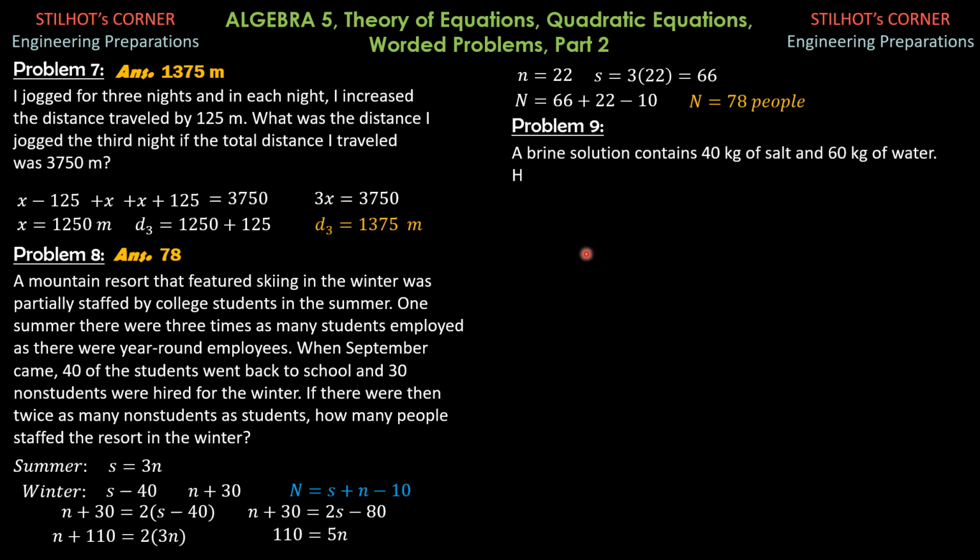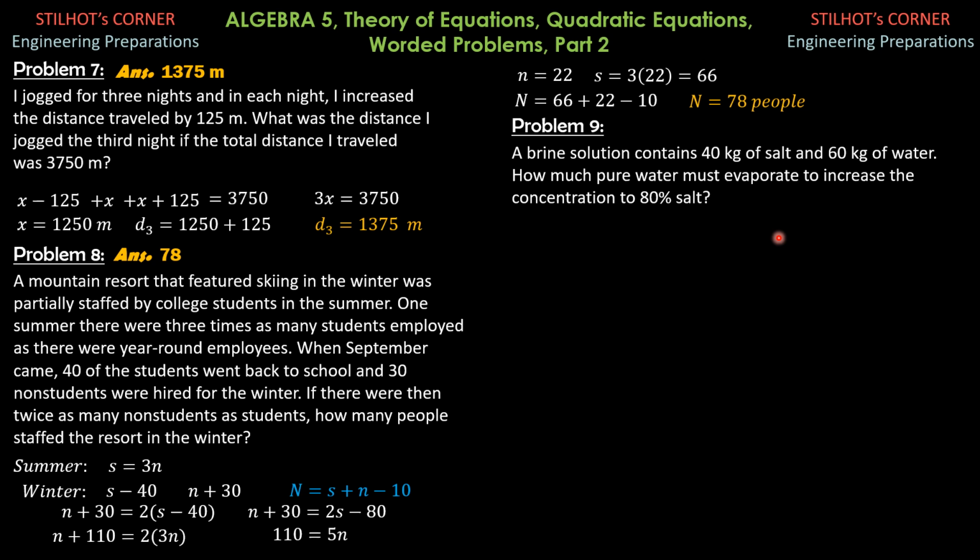Problem 9, a brine solution contains 40 kilograms of salt and 60 kilograms of water. How much pure water must evaporate to increase the concentration to 80% salt? So concentration is pure amount of substance, which is 40 kilograms salt. We're talking of salt here, divided by total amount, and the total amount is supposedly originally 40 plus 60, 100 kilograms.